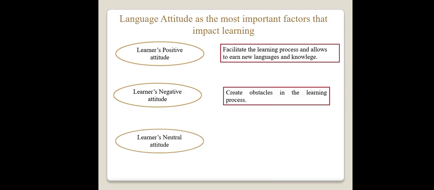The third is the learner's neutral attitude. Here, they do not care if they learn. In the same way, a student who has a neutral attitude, who doesn't even care, will learn only about 50%, which is an insufficient and average level.